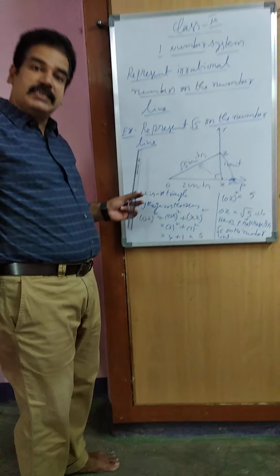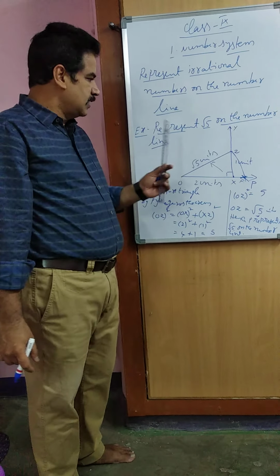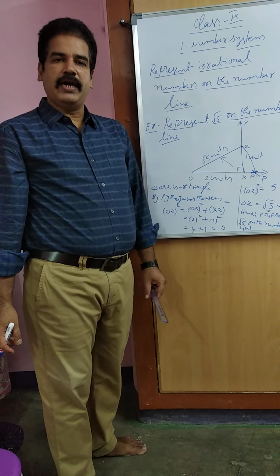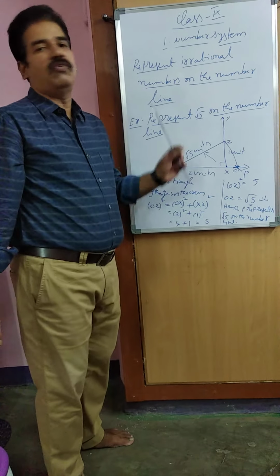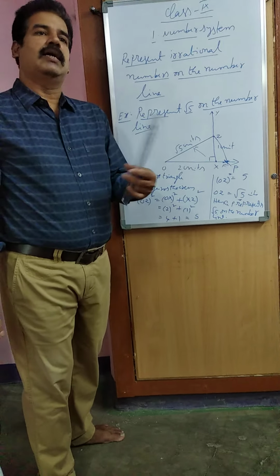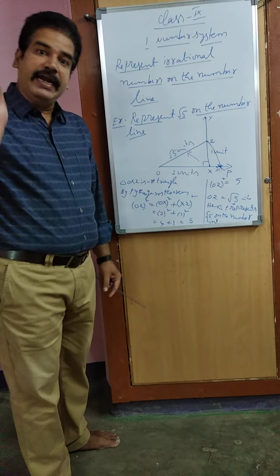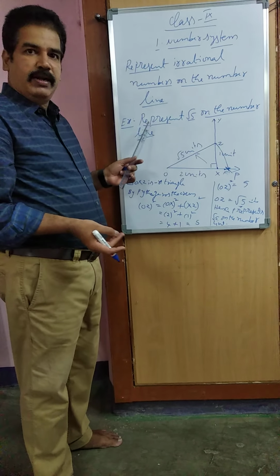Understand? This is the representation of irrational numbers on the number line. This is one of the examples. I took root 5. And one more example, we can take root 8 also. Root 5 completed.